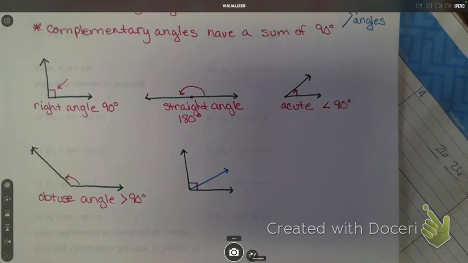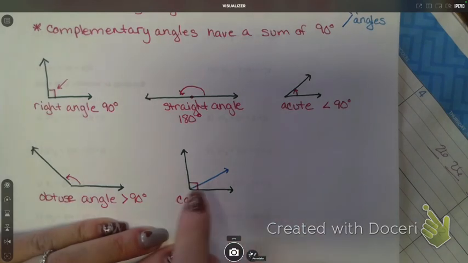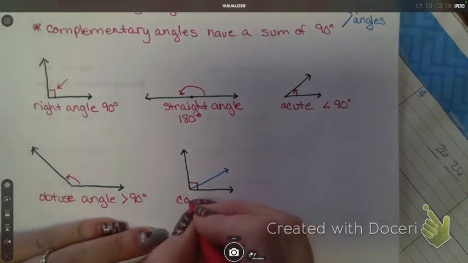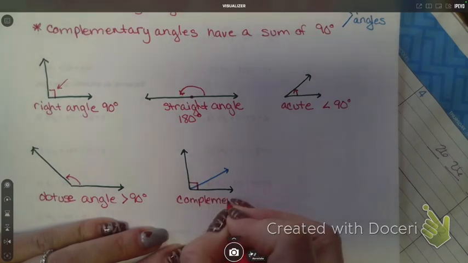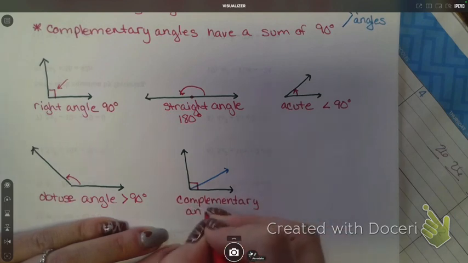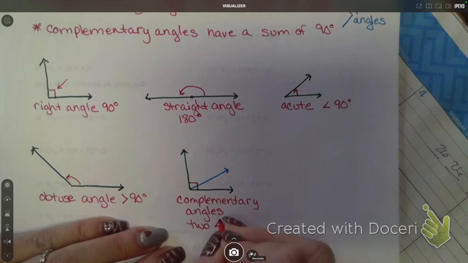With no words or numbers. Which ones? Because there's one angle here and one angle here. That's a complement. And it's 2 angles, and that's the symbol for angle, that equal 90.